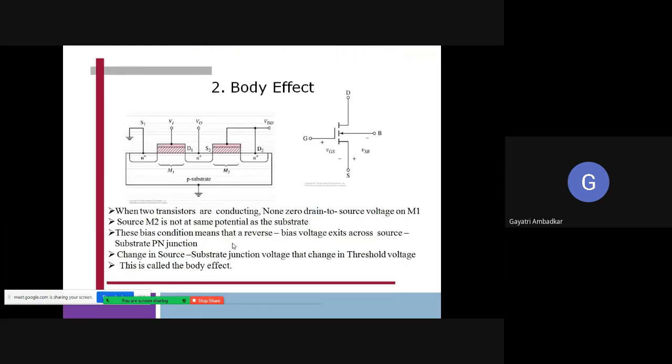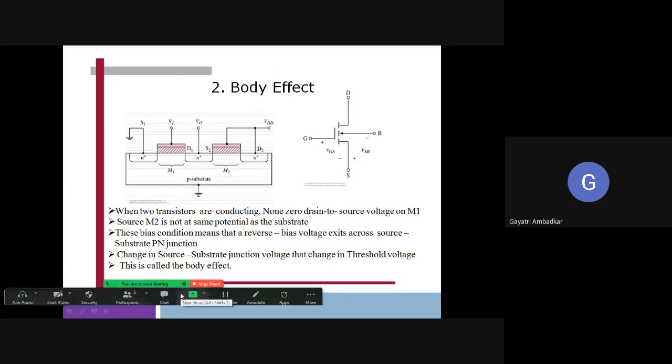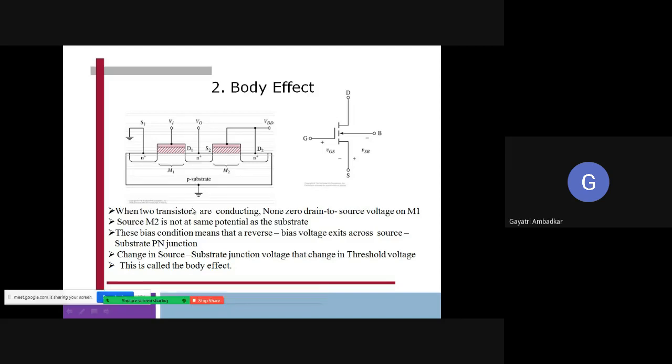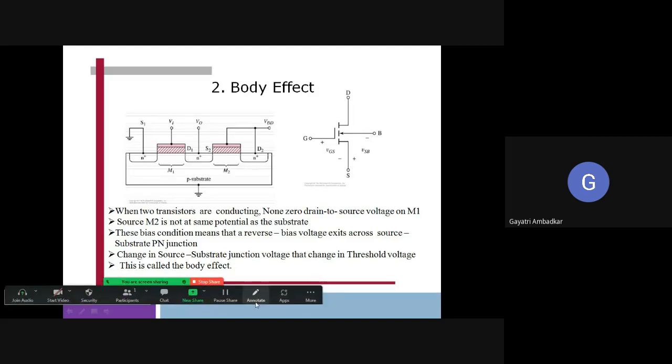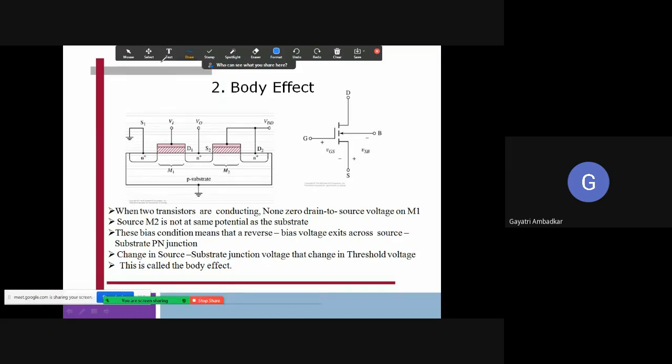Now I will first explain the body effect because it will help me to complete two parameters in the remaining part of this lecture. So let's talk about body effect. You have seen the construction of MOSFET, and you know how a single MOSFET is constructed.